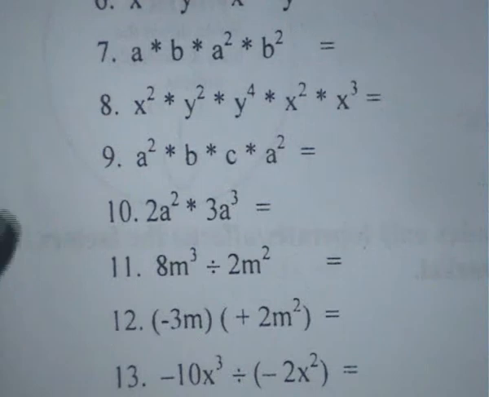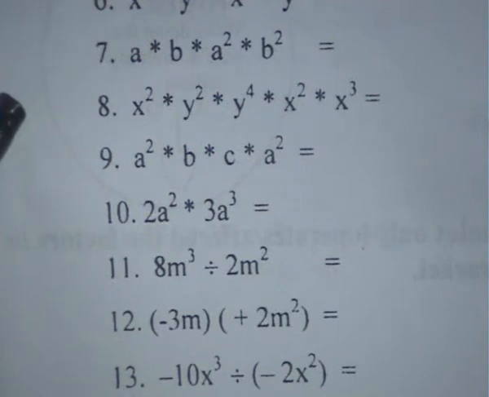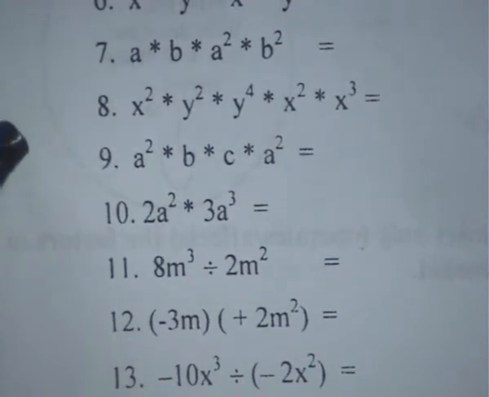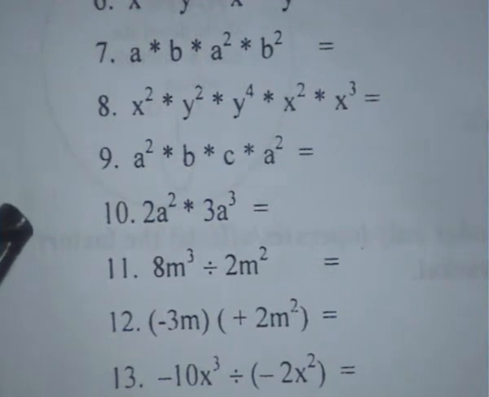Number 7, a times b times a squared times b squared. Number 8, x squared times y squared times y to the 4 times x squared times x to the 3. Number 9, a squared times b times c times a squared again. Number 10, 2a squared times 3a cubed. Number 11, 8m cubed divided by 2m squared.